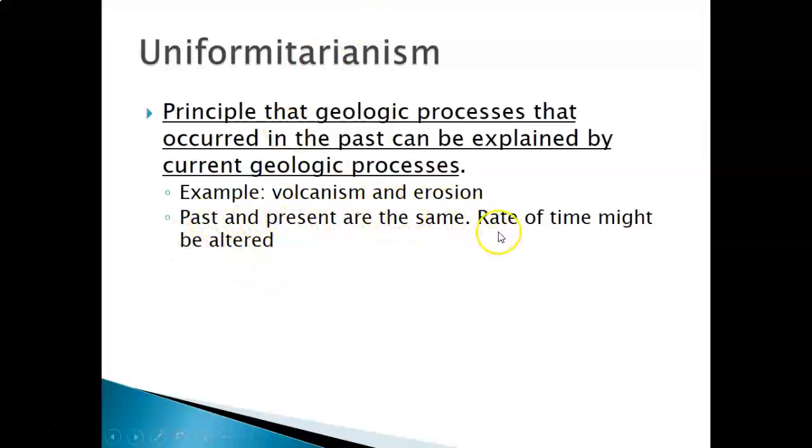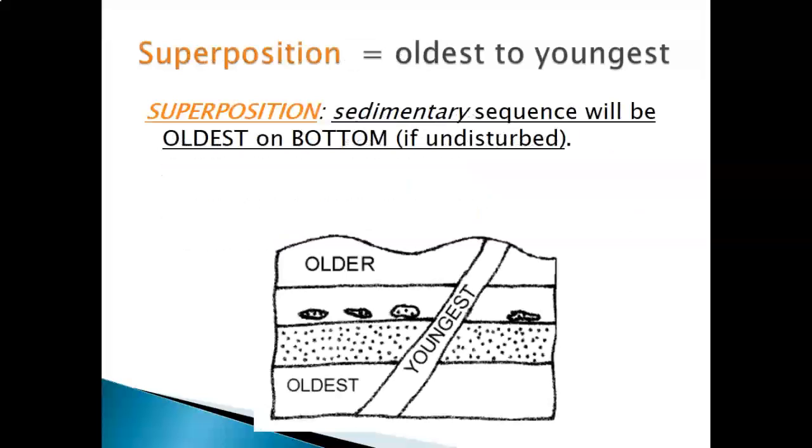So the past and present are somewhat the same in geologic processes, and that's what this is saying. The rate of time might be altered just a little bit. Something might have moved a little faster depending on different processes, but the idea is still there. We're going to use this term quite a bit, the law of superposition, which just means that more than likely older rocks are found at the bottom and younger rocks are found at the top. So you can see here, law of superposition: a sedimentary sequence will be oldest on the bottom if undisturbed.